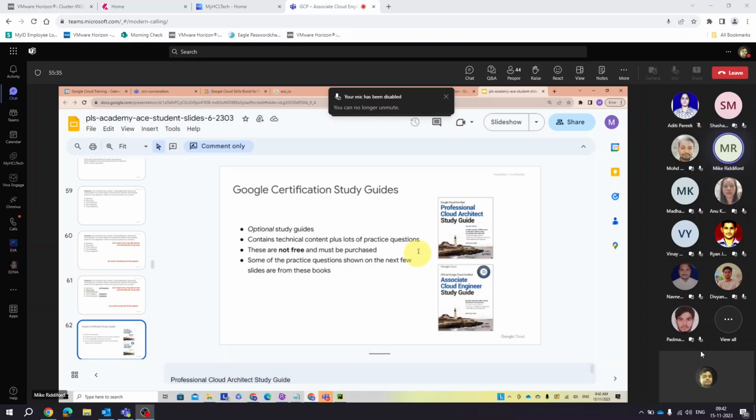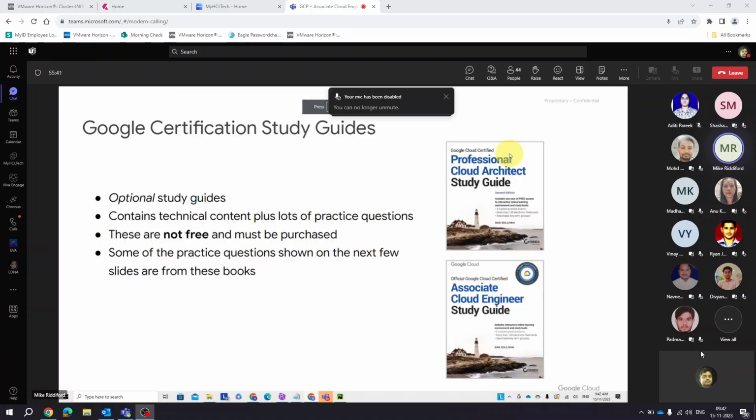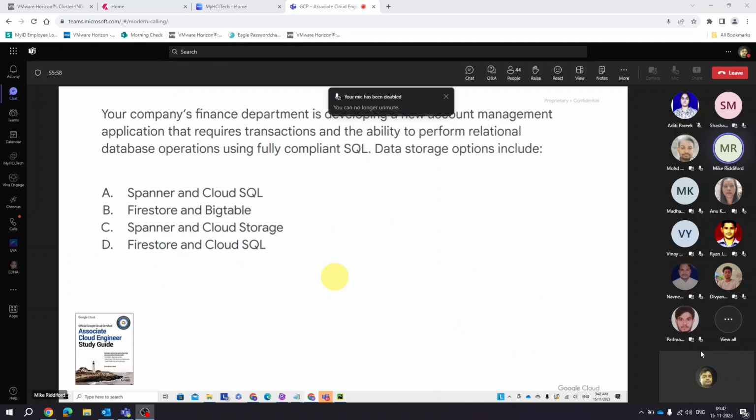Now, what we're going to do now is some questions. It's got some good study notes, and it's also got some good review questions. We're going to look at some of the questions in the next few slides. This is where you get to answer the questions. So have a look at that question there. Once you think you know the answer, this is from the study guide, A, B, C, or D.